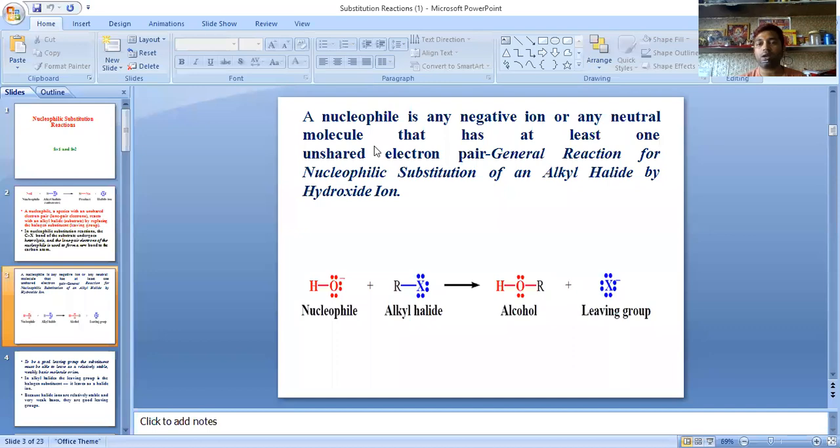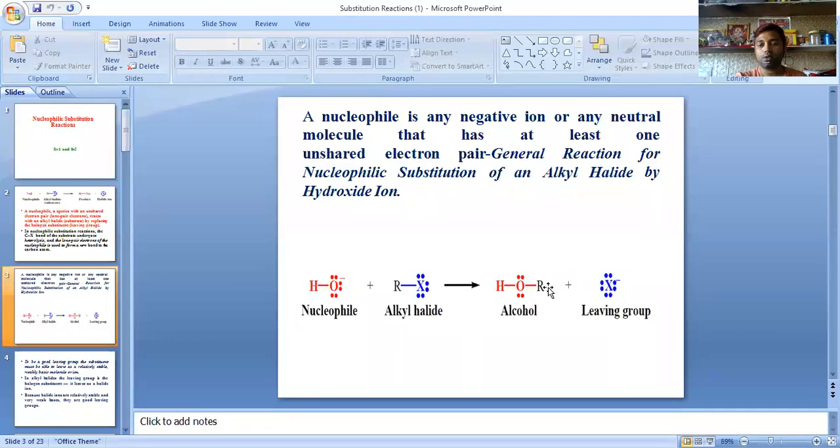General reaction for nucleophilic substitution of an alkyl halide by hydroxide ion. So this is our hydroxide ion, or we can say hydroxyl ion. It has an unshared pair of electrons. This behaves as a nucleophile, a negative species. Now this is our alkyl halide. This nucleophile will attack the alkyl halide. This halogen atom will get displaced, and the hydroxide will be substituted in the place of the halogen.